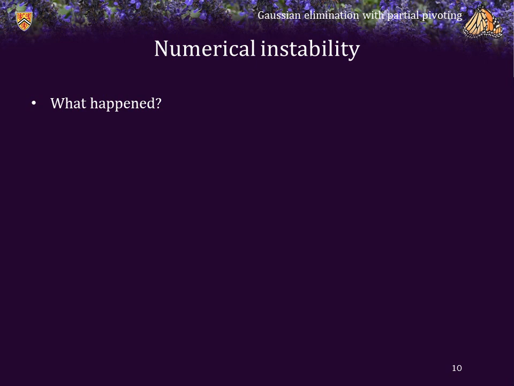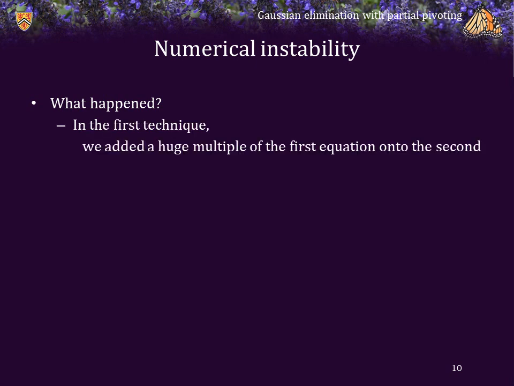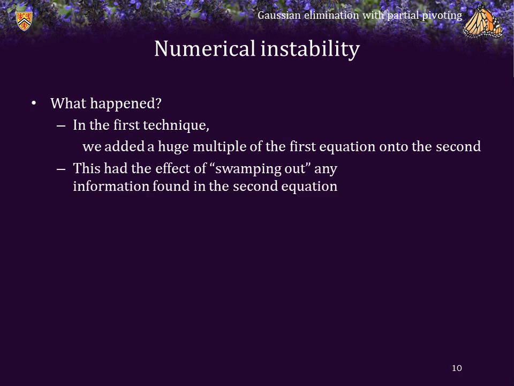So, what happened here? Well, in the first technique, we added a huge multiple of the first equation onto the second. This had the effect of swamping out any information in the second equation. For example, here, if I added that first number onto the second number, I get that solution down there. But if I now store that sum as 4 significant digits, notice that the first number doesn't change. It's sort of like x plus y is equal to x, even though y is not equal to 0.